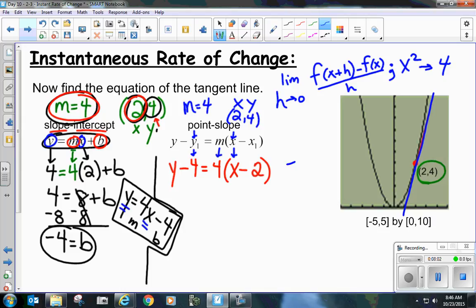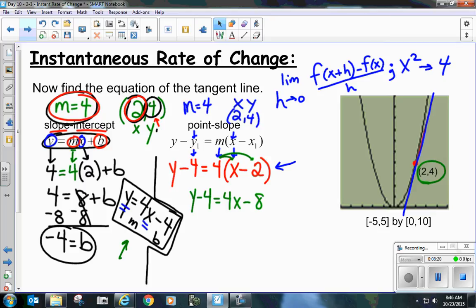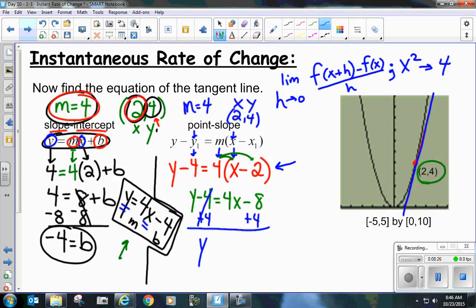Now, how do we know they're the same? Well, if I take this equation and set it equal to y, it should end up with the same thing I get here. Let's do that. If I distribute the 4, I get y minus 4 equals 4x minus 8. Now, to get the y alone, I have one more step to perform. That's adding 4 to both sides. Y equals 4x minus 4. It is the same thing.